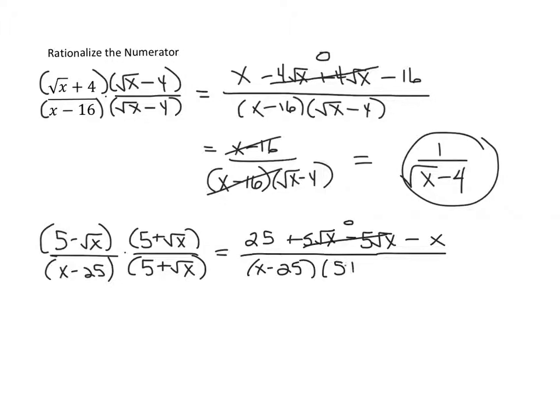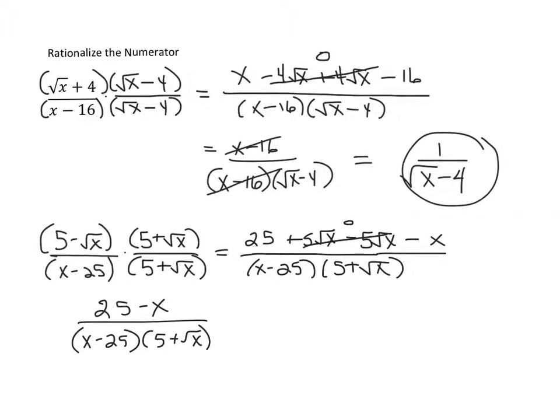So, let me copy this down: 5 plus the square root of x. We are left with 25 minus x in the numerator, and we have x minus 25 times 5 plus square root of x in the denominator. Okay, so we have successfully rationalized the numerator, but we do want to check to see if something could simplify. If you notice, in the top we have 25 minus x, and in the denominator we have x minus 25. Okay, they're not the exact same thing. They differ by just a positive and a negative.